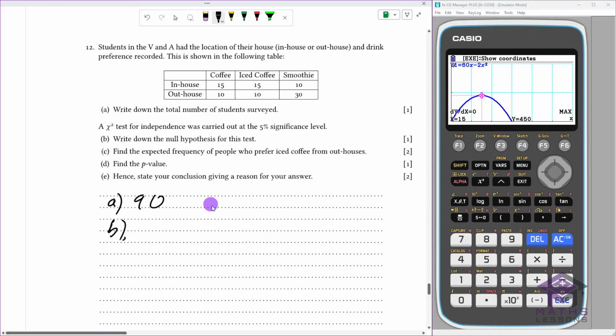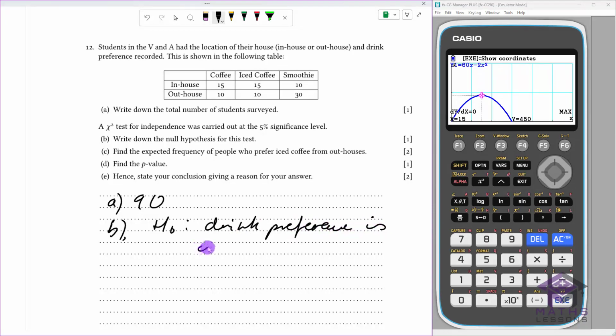B, write down a null hypothesis. So the null hypothesis for all these contingency table tests is going to be that they're independent. So drink preference is independent of in-house, outhouse.